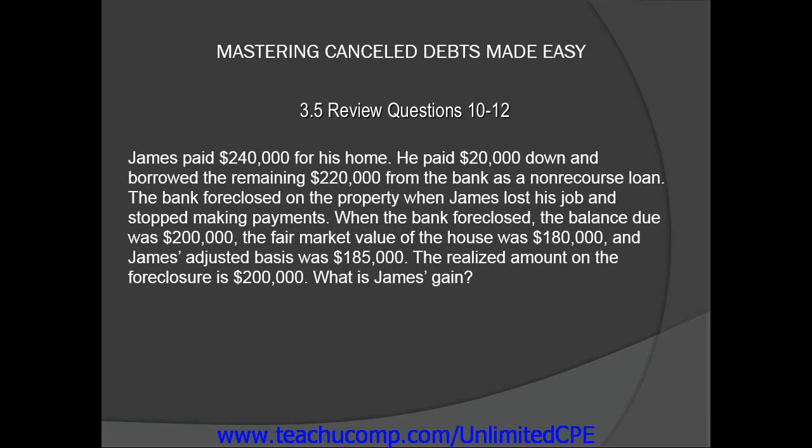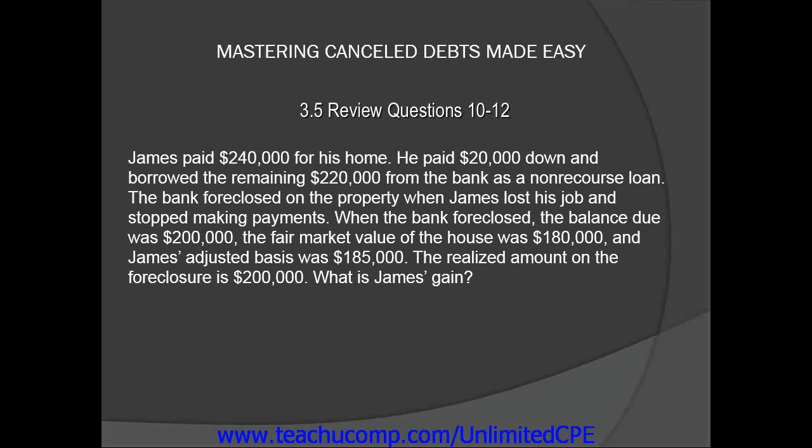James paid $240,000 for his home. He paid $20,000 down and borrowed the remaining $220,000 from the bank as a non-recourse loan. The bank foreclosed on the property when James lost his job and stopped making payments. When the bank foreclosed, the balance due was $200,000, the fair market value of the house was $180,000, and James' adjusted basis was $185,000. The realized amount on the foreclosure is $200,000.